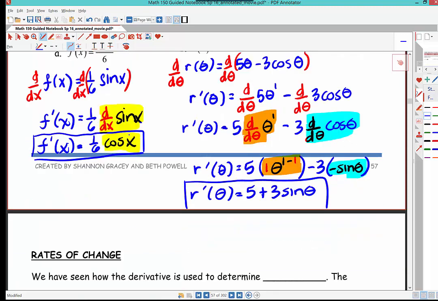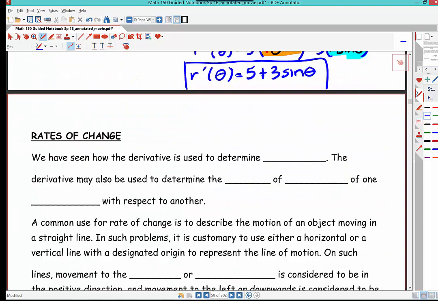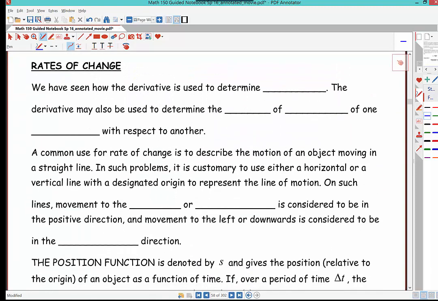Awesome. So now let's look at a little bit of some application for derivatives. We'll get into a lot more in chapter 3, but now we can look at some different things about rates of change. So we've seen how the derivative is used to determine, good, slope. Now, the derivative may also be used to determine the rate of change of one variable with respect to the other, and I've been using that language a lot already.